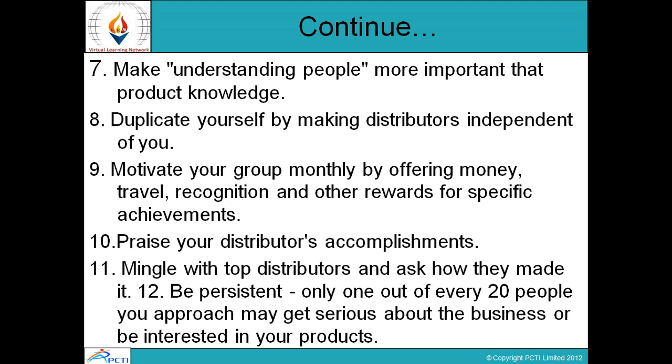Mingle with top distributors and ask how they made it. उनके साथ पूरा मिक्स होना पड़ेगा कि किस तरह से उन्होंने इस चीज को बनाया है. And be persistent. That is only 1 out of every 20 people you approach may get serious about the business or be interested in your products. तो हर 20 पीपल्स के ग्रुप में एक आपको कस्टमर, प्रॉस्पेक्ट कस्टमर मिल सकता है.